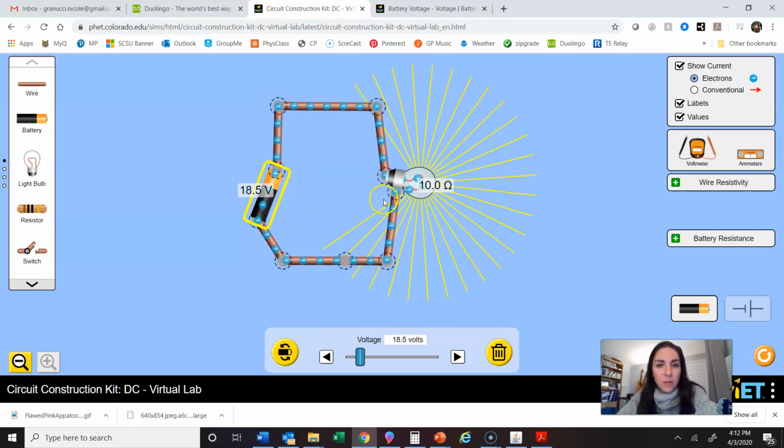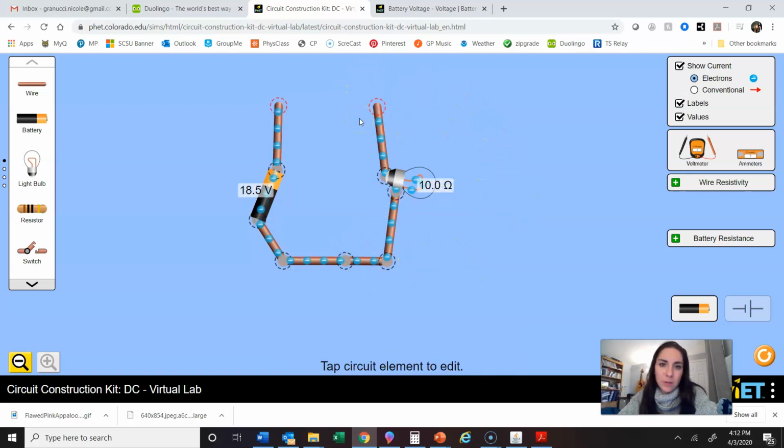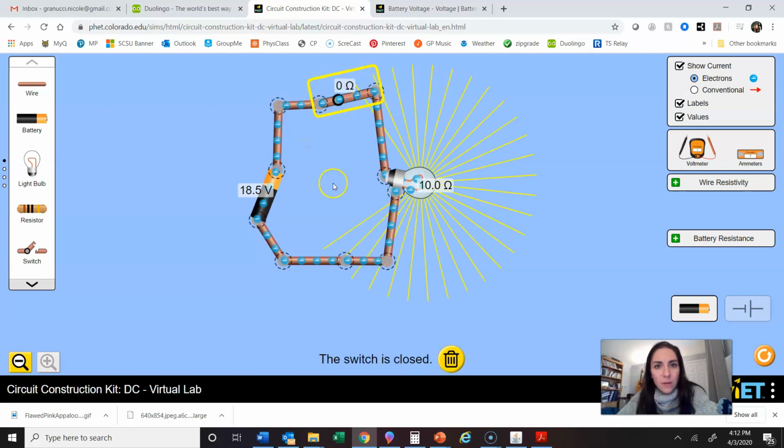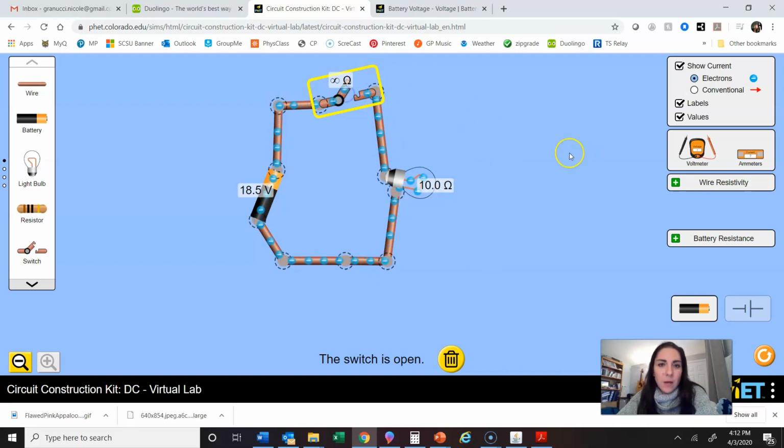Okay, so let me be silly and make it open. So there you go. As you can see, the circuit doesn't work if you don't have a closed loop. In fact, we can even go into more detail with a switch. And there you go. Open switch versus a closed switch, right? So I'm going to close the switch for now.